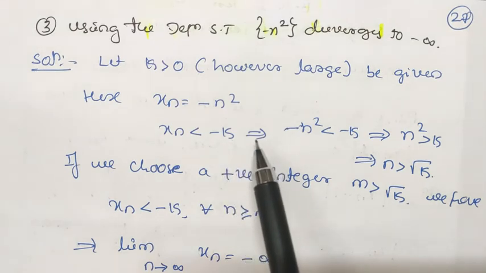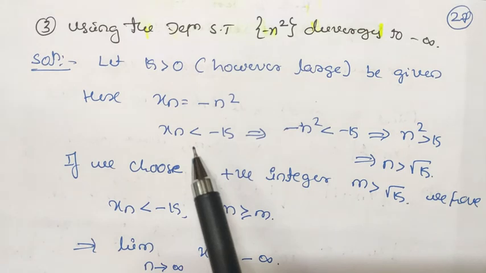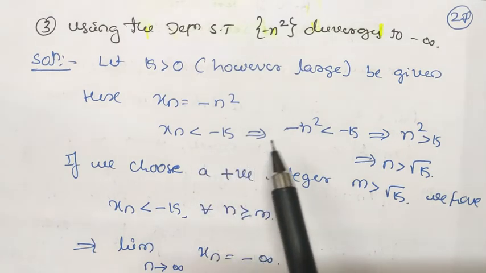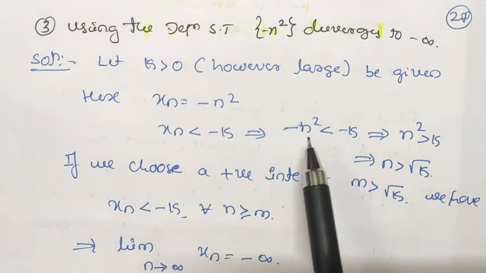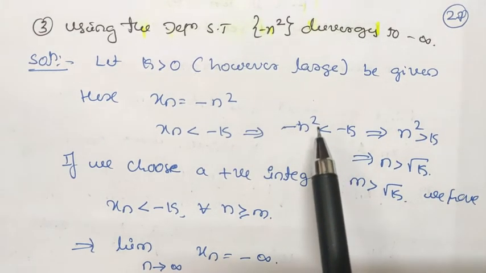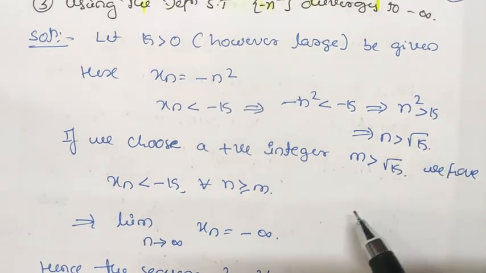Because it is a negative value, xn is less than minus k, and this implies minus n square is less than minus k. If you remove the negative sign, the inequality changes again. So n square is greater than k, and I'll tell you here how it is like this.